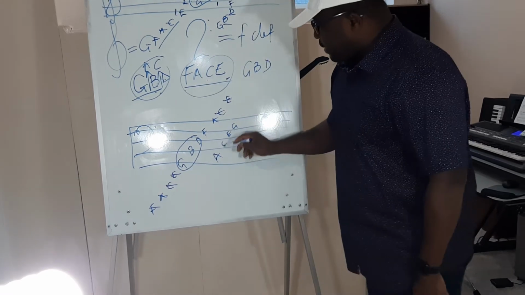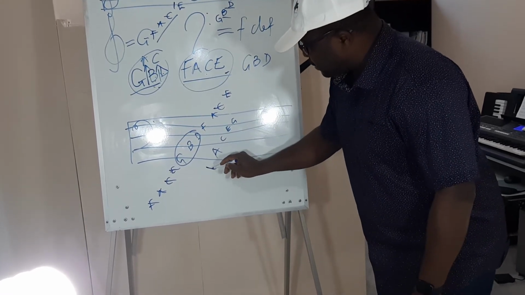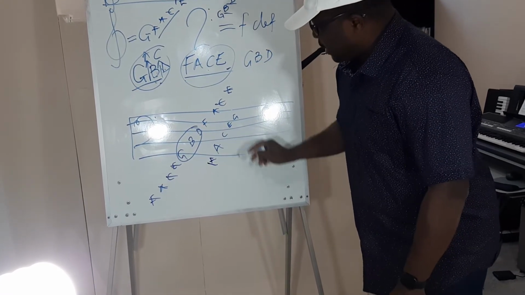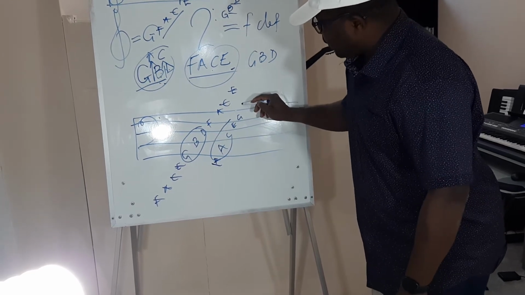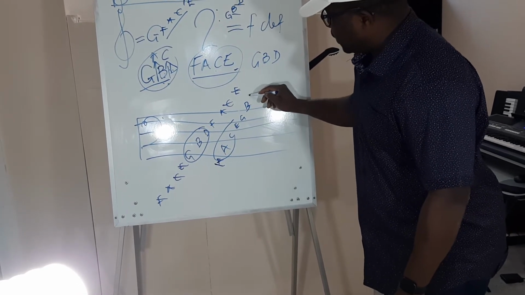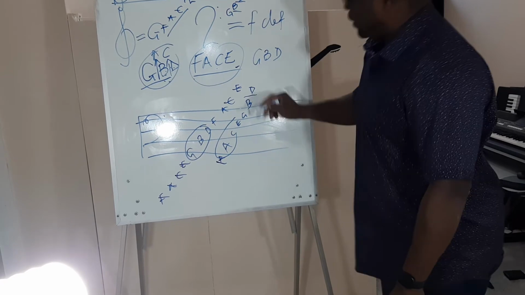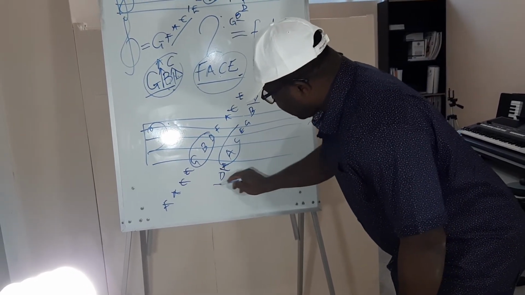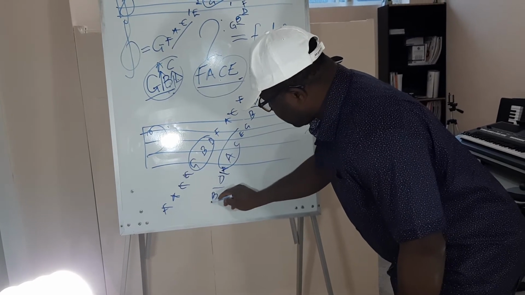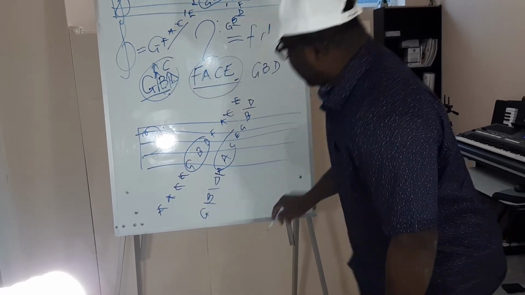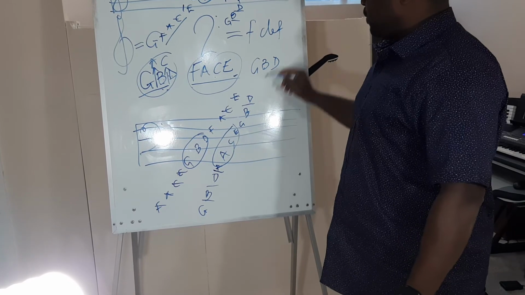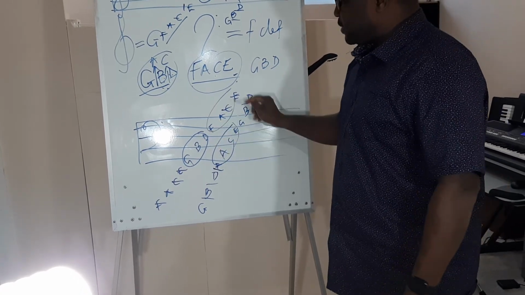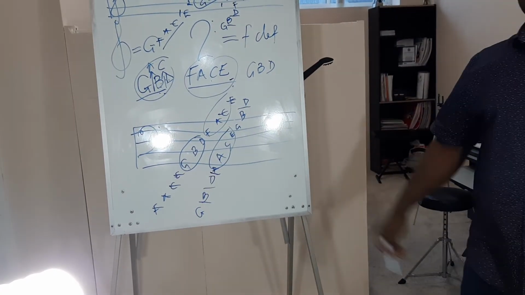And then remember, this is part of the face. We have F here, we have our face here. What do we have here? GBD. We have B, we have a line D. And then below that, we have GBD also. So you can find face, GBD, GBD, face, face. So that's the way it is.